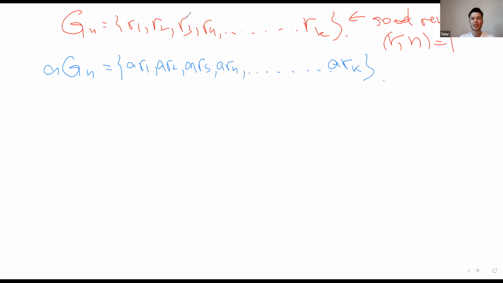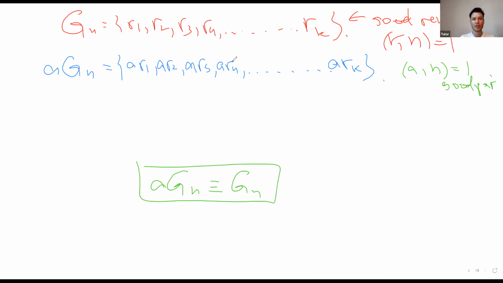Turns out that these two sets are going to be the same set, as long as A and N are good, so we also need A and N to be a good pair. Then basically these two sets are going to be the same. So the set A·G_N is going to be the same as the set G_N.